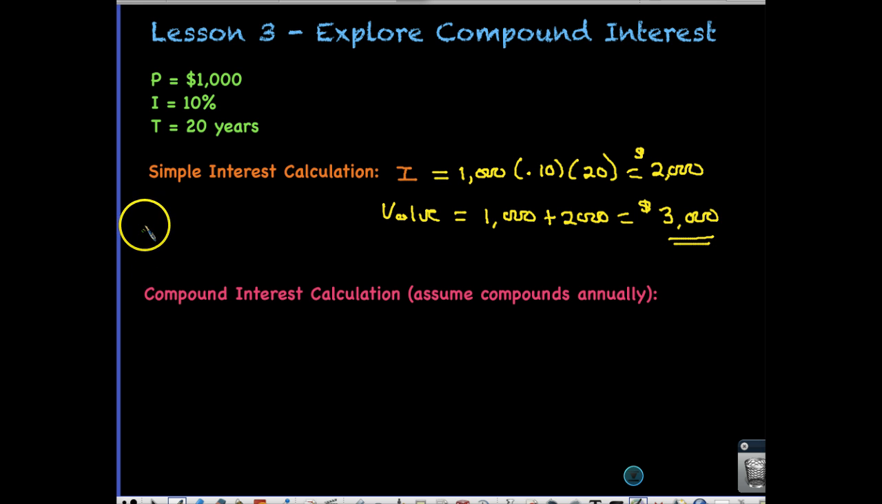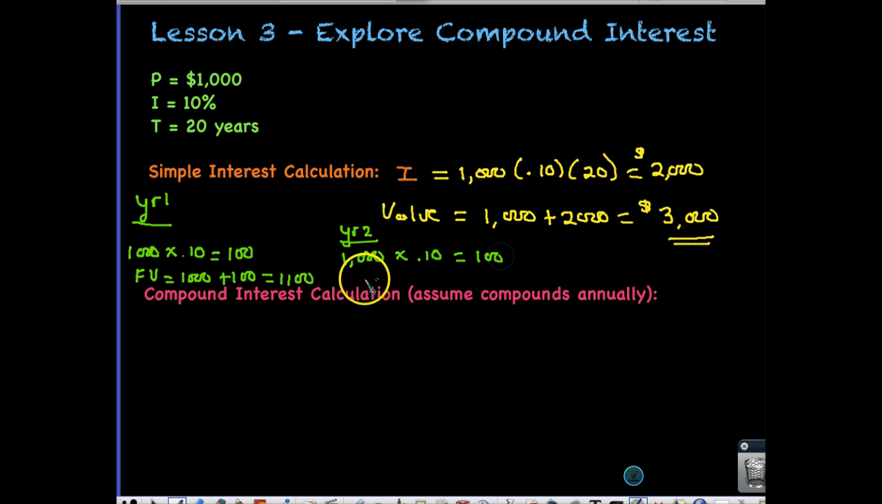Let's break this down as we will compound interest. Let's look at what happens each year. So year 1, under simple interest, we invested $1,000 and we earned 10%. So we basically earned $100, leaving us with a future value of $1,000 plus $100. So we had $1,100. But now look what happens. At the end of year 2, using simple interest, we still take our initial $1,000 and we still multiply it times 10%, that's our rate, and we still get $100.